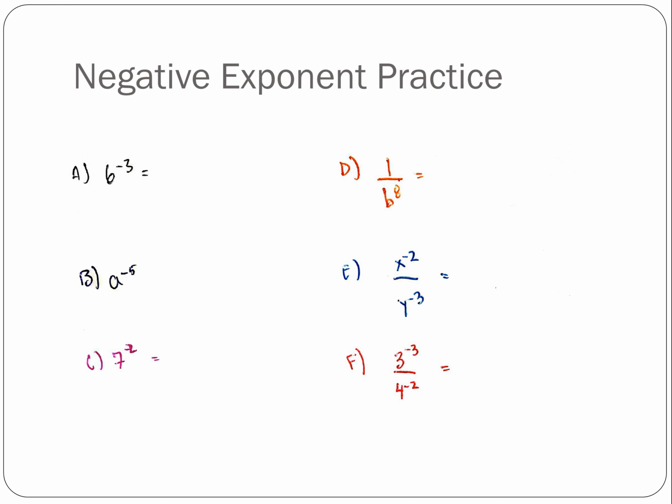Okay, so if you waited and you're like, help me, help me, help me, let's go through A. All right, boom. A, I just changed the location, so it becomes 1 divided by 6 to the 3rd power. Now this is enough, but if you wanted to multiply it all the way out, it'd be 1 over 216.